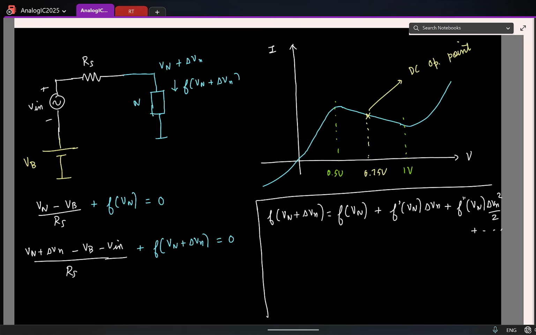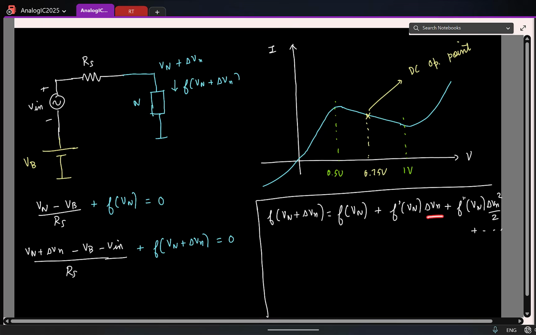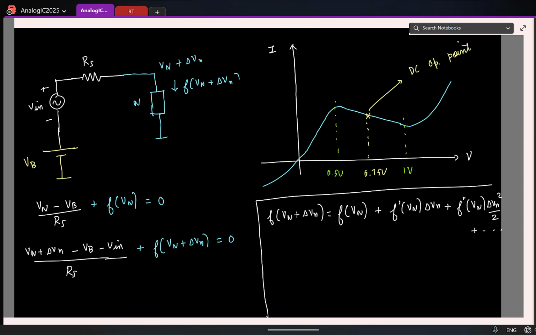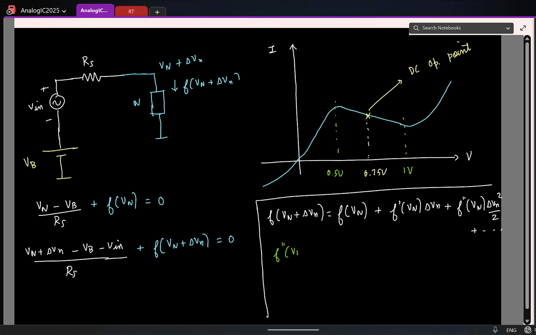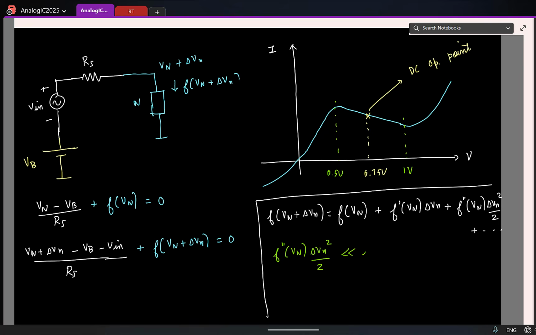Now is where we make the following assumption. We'll assume that the delta Vn we are looking at is really small. By small, what I mean is this: let me assume that the delta Vn is so small that the second term here is much smaller than the first term. Which would naturally mean the third term is even smaller, the fourth term even more so. So the second term, which is f double dash of Vn times delta Vn square by 2, is much smaller than f dash of Vn times delta Vn.